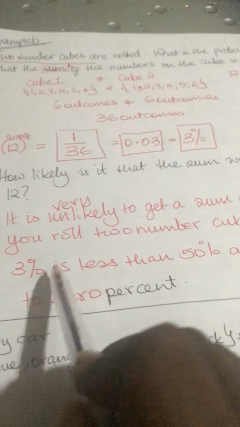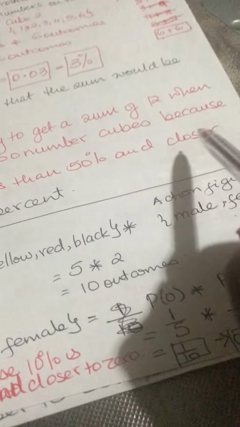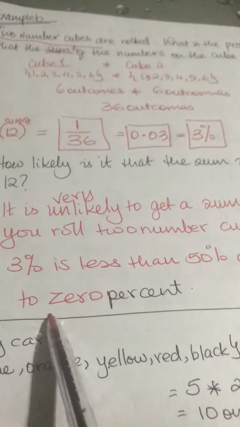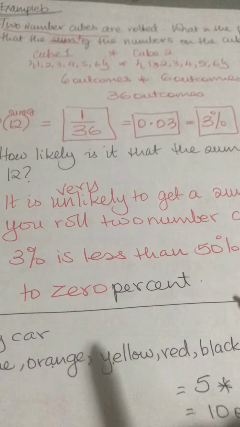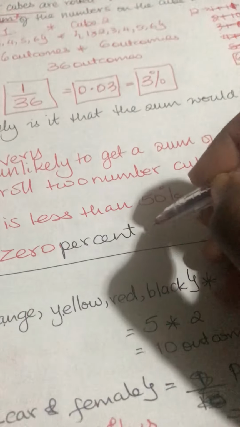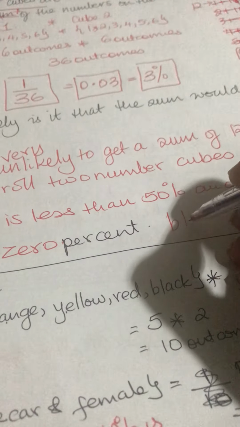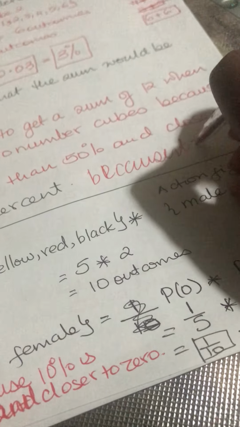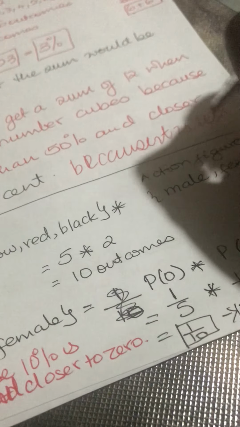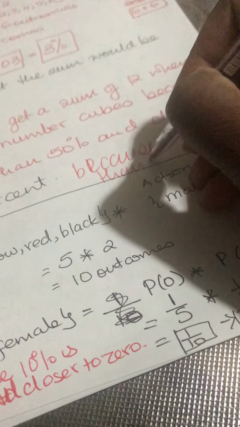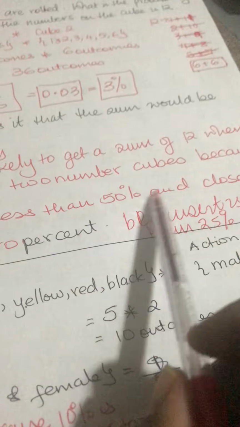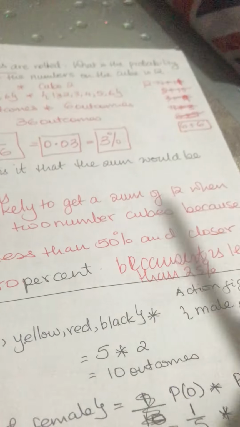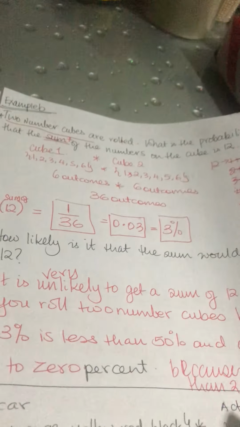because 3% is less than 50 and closer to 0%. That's the reason why. Or you can write because it is less than 25%. Because it is less than 25%. Use your table. Okay? Use that table that we saw in lesson 1 to make your decisions.